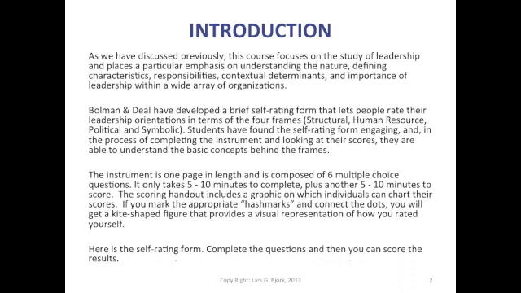Welcome. In this session, what I'd like to do is introduce you to the Frames self-rating scale. As we've discussed previously, this course focuses on the study of leadership and places a particular emphasis on understanding the nature, defining characteristics, responsibilities, contextual determinants, and the importance of leadership in a wide array of organizations. Bolman and Deal have developed a brief self-rating form that lets people rate their leadership orientations in terms of the four frames: structural, human resource, political, and symbolic.